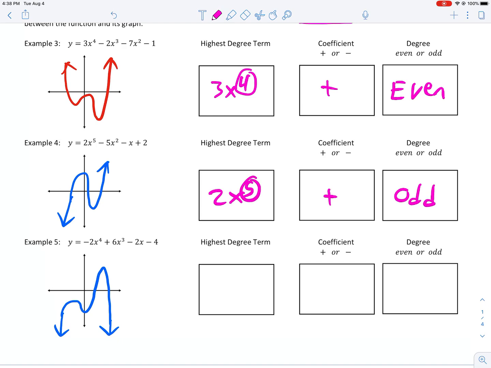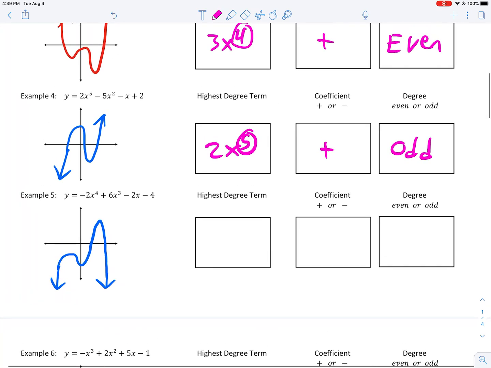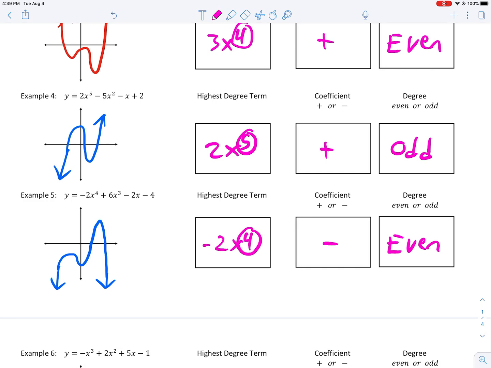As you're going through working on this, make sure you start looking for some patterns. Look at where the graph starts. Does it start high or low? And where does it end? High or low? And see if you can start recognizing a pattern. There's a number of different patterns. Okay, next one, negative 2x to the fourth. So the coefficient is negative and it would be even because that's to the fourth degree. The exponent of the leading term is your degree.